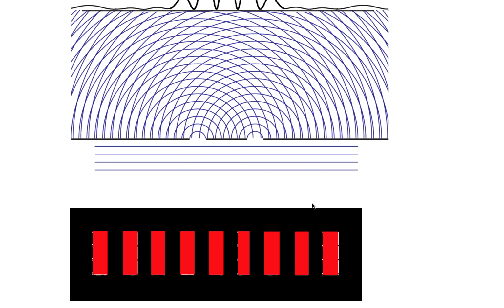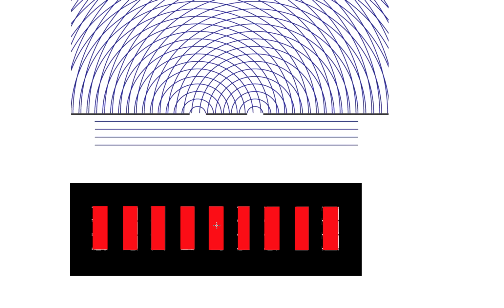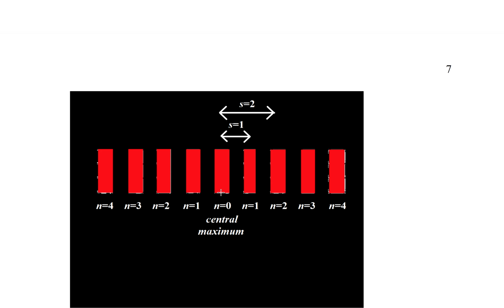And this is another image. The central maximum gives us constructive interference. And then when we go a little bit to the right, we get a black spot, which is destructive, then a bright, then a black, then a bright, then a black, then a bright, black, bright. Okay. So the central maximum is n equals 0.